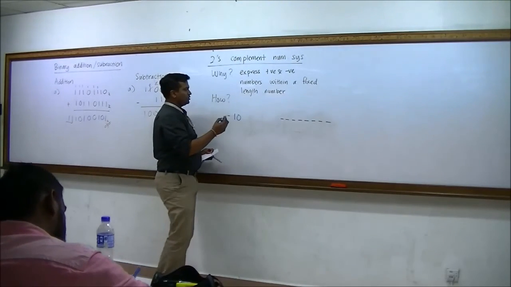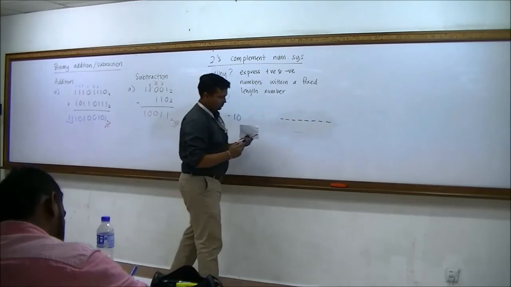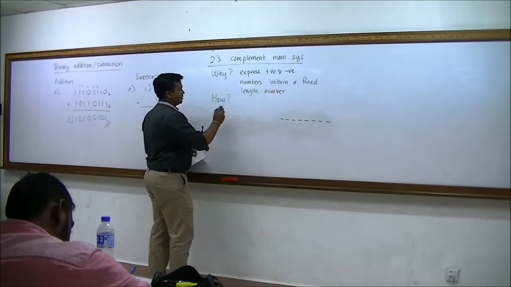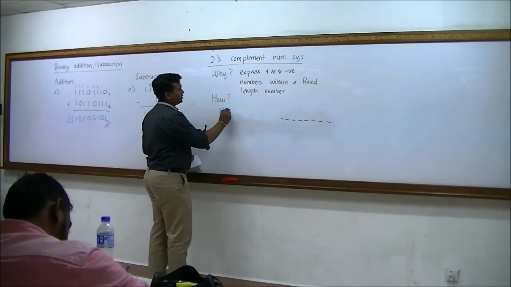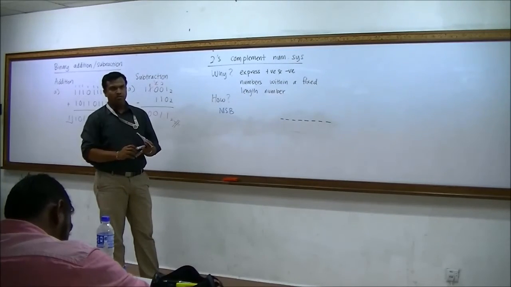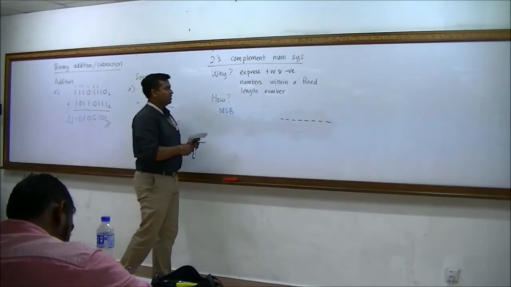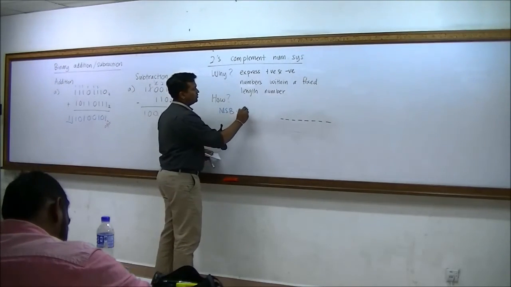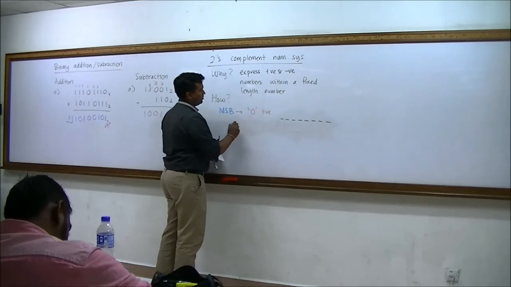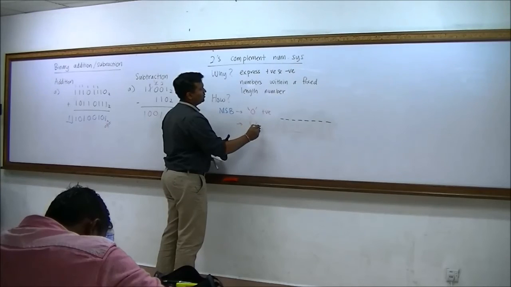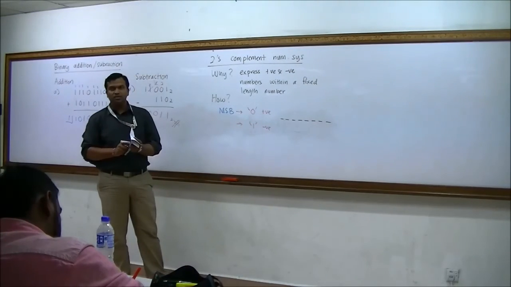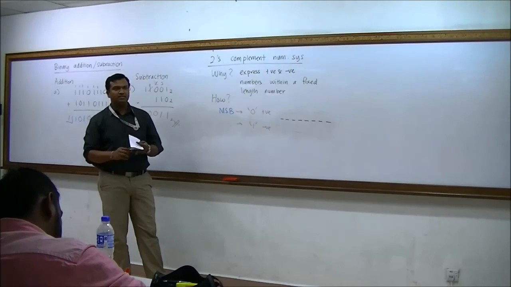So we use the convention of the most significant bit. What does it show us? If the most significant bit is 0, it is positive. If the most significant bit is 1, it is a negative number. So these are known as signed numbers.